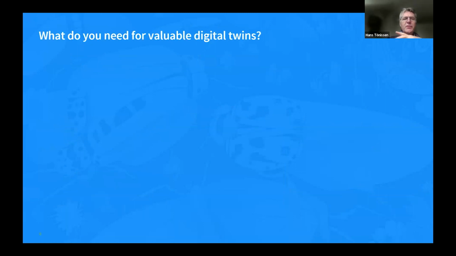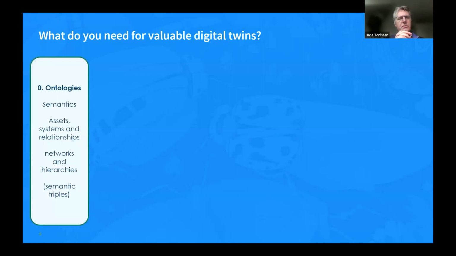But what do you need for valuable and maybe sustainable digital twins? What you see more and more is that if you bring a lot of data together, the data must understand each other. That's why there is also a lot of interest now in ontologies or semantics on assets, on systems, and all kinds of relationships between them in networks or hierarchies. The modern way to do that is to work with semantic triples on RDF frameworks.